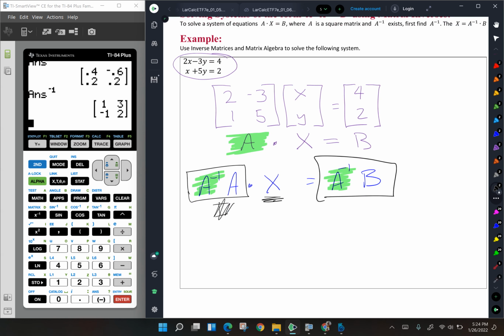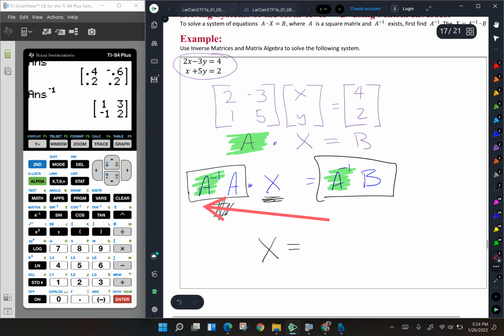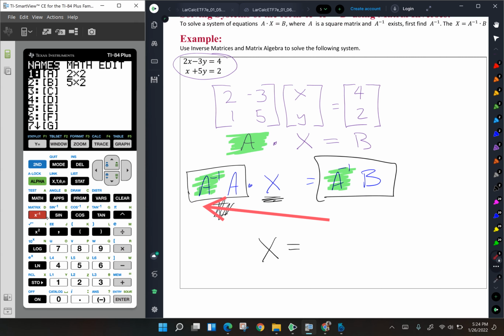But I'm going to do it all in the calculator. And I'm just going to simply say that X is equal to, and then I'm going to go over to the calculator and let the calculator do all the work. First things first, put those matrices in. Matrix A is a 2 by 2 matrix, and it's the matrix 2, -3, 1, 5. And then I'll quit, go back to matrices, over to edit, down to matrix B, and put in that matrix B, which is a 2 by 1 matrix, and those entries are 4 and 2.